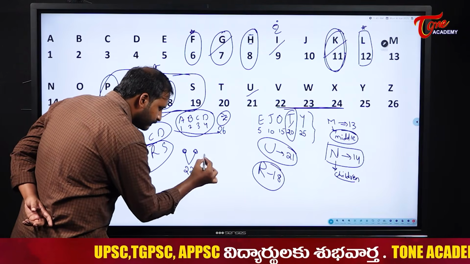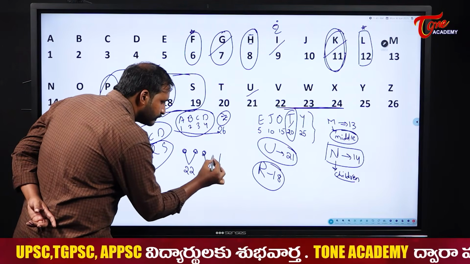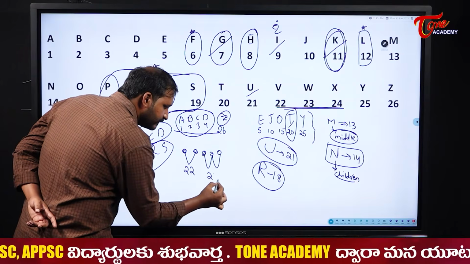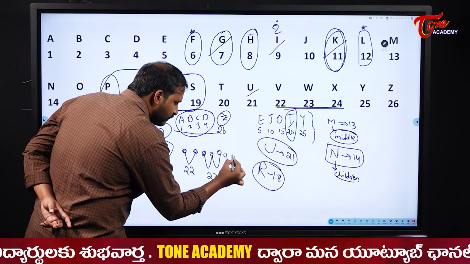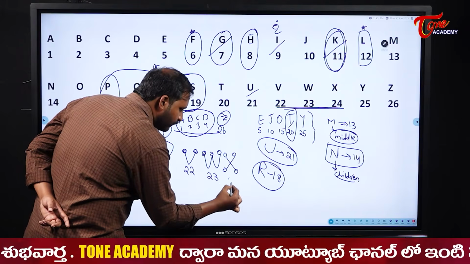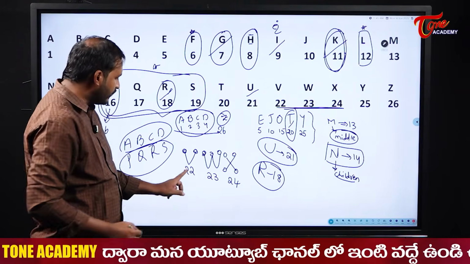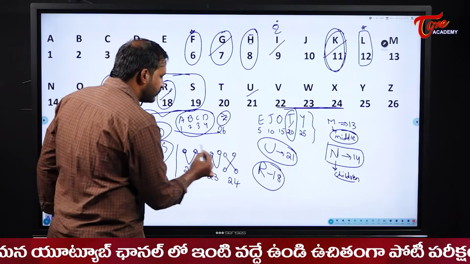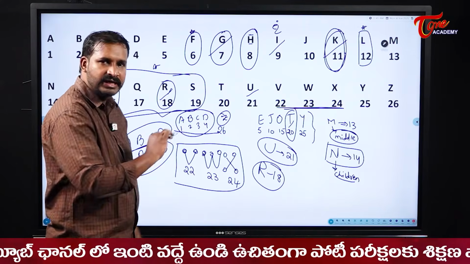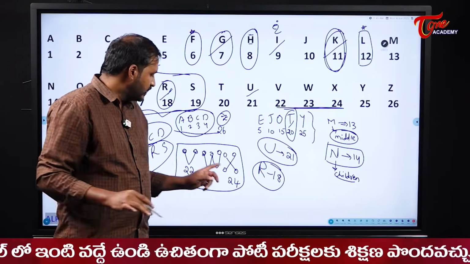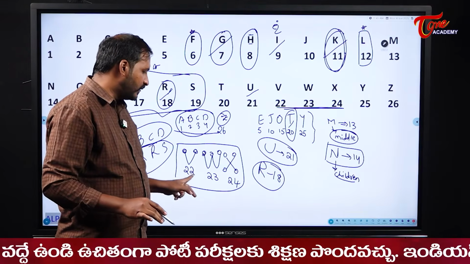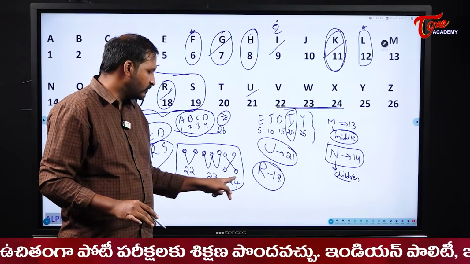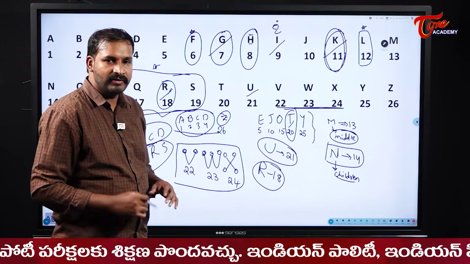V is 22, W is 23, X. What is it? 24. What is it? 24. 22, 23, 24. Okay, by visualization, please try to remember this one. Just watch it for once, then you will remember it for a long time. 1, 2, 22; 1, 2, 3, 23; 1, 2, 3, 4, 24. In each OT, Y will be covered.